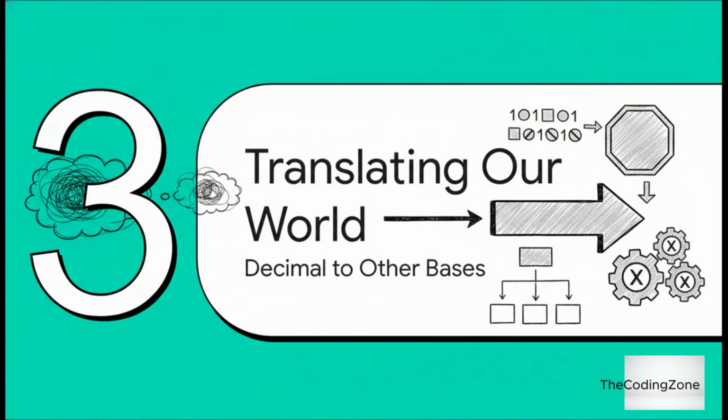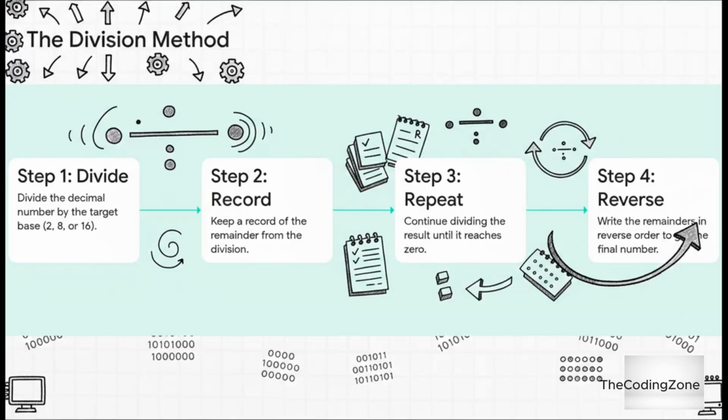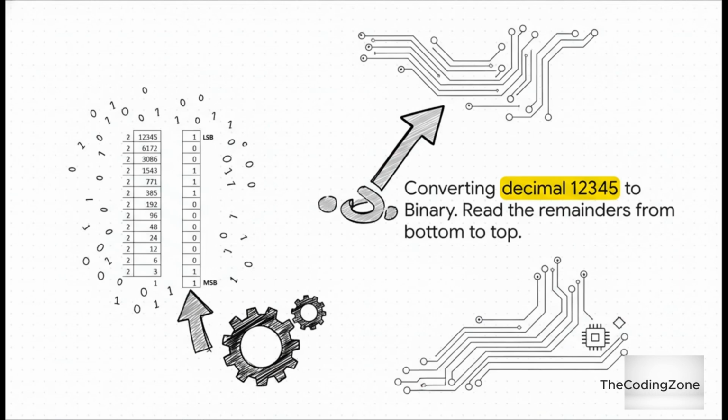Okay, so how do we actually translate a number from our world into one of these other systems? You might think it's complicated, but the good news is there's one simple, elegant method that works for all of them. It's called the division method. All you do is take your decimal number and just keep dividing it by the base you want. So you divide by 2 for binary, 8 for octal, or 16 for hexadecimal. Each time you divide, you write down the remainder. And then, this is the key part, you read those remainders from the bottom to the top to get your final answer. Let's see it in action.